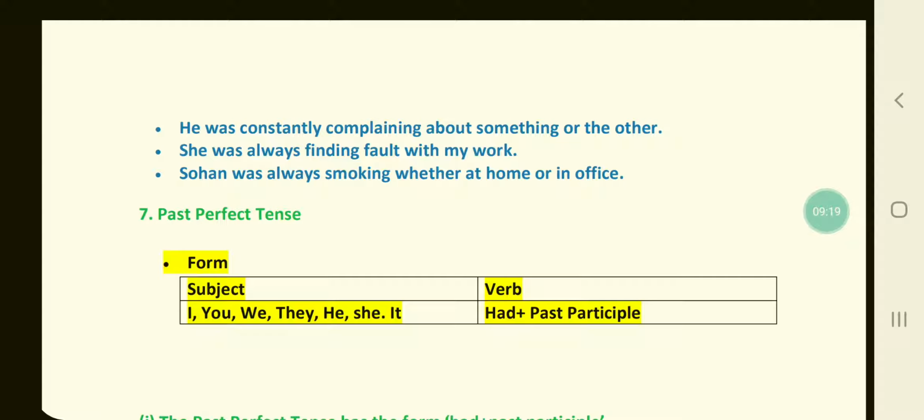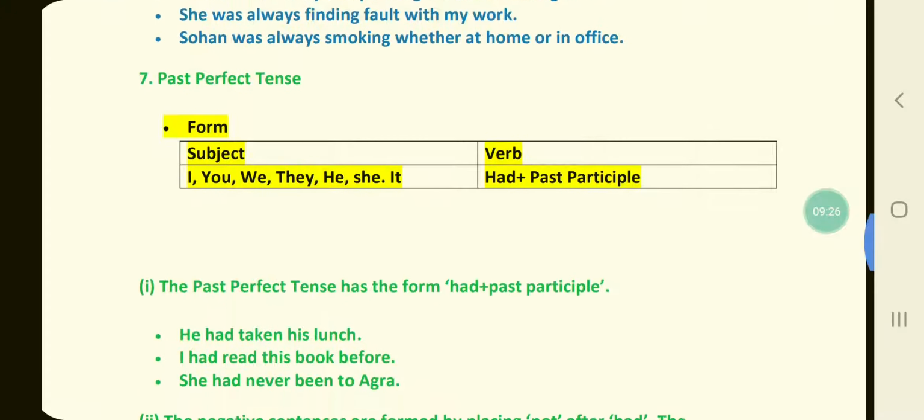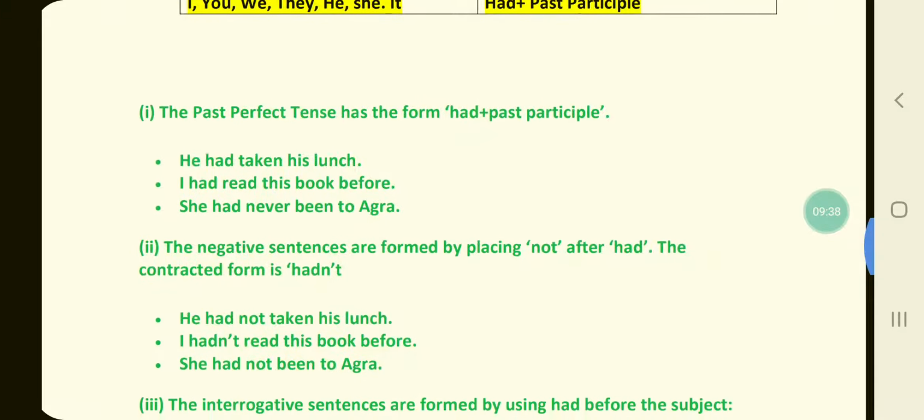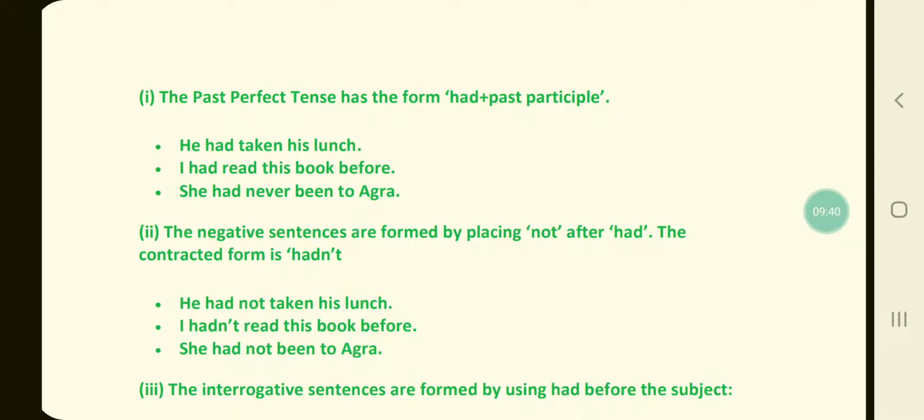Now children, coming down to the next form, that is past perfect tense. Now past perfect tense, children, as you can see, the subjects remain the same but the verb changes. Had plus past participle. This is the usage or this is the form. Now the form in detail. The past perfect tense has the form had plus past participle as seen there.